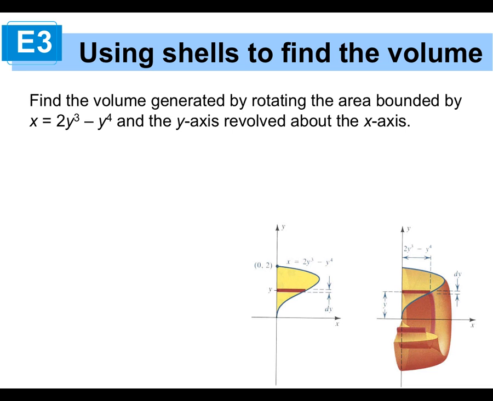I ran the rectangle horizontally. Why horizontally? Because this function is in terms of y, and I don't know how to solve for y in this case. Okay, sure, I can factor out a y cubed, but I can't isolate the y. So that's pretty much forcing me to use a horizontal rectangle. And I'm spinning it around the, that's a typo. It should be, no, that's right. So it's bound by that function, the y-axis, and it's revolved around the x-axis.